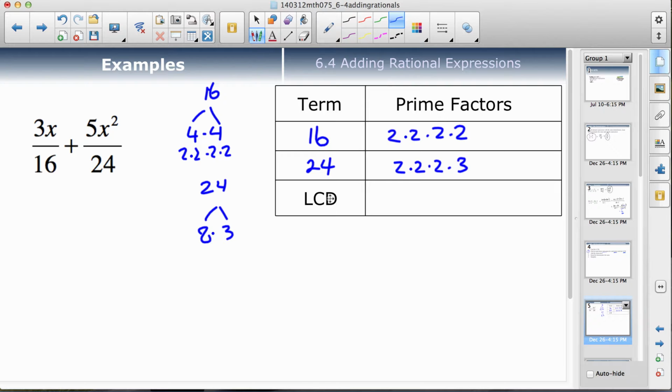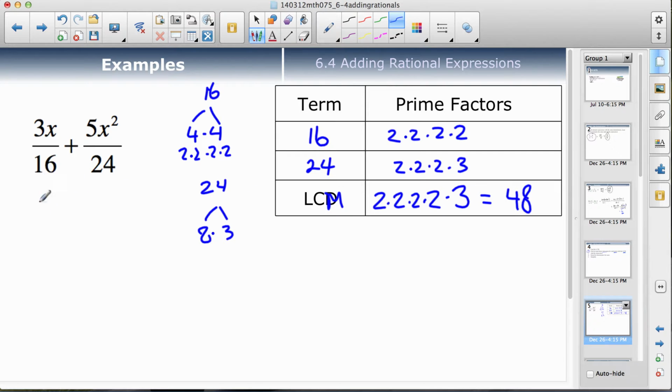To find the lowest common denominator, or the lowest common multiple, what I do is I take the most number of terms of each one. So 2's, there's 4 here, only 3 there. So in my lowest common multiple, I've got 4 of them. 3's, none there, 1 there. So I just need 1 in my lowest common multiple. So the lowest common multiple will be 16 times 3, or 48.